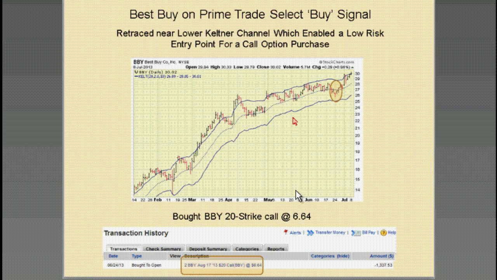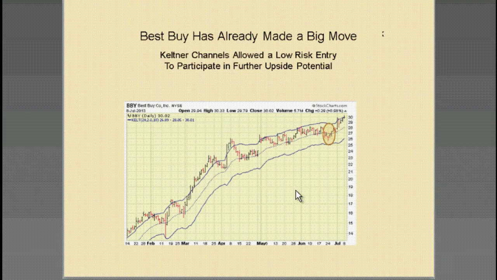The other thing I want to mention is we want to get the stock when it's oversold, but we still have to check our trend indicator, the 50 and 100-day EMA. And, of course, we're only going to look at these retracements on stocks that are still on a buy signal. If a stock goes on a sell signal, then, of course, we're not going to take a long position. So we use these Keltner channels only on stocks that are still on a buy signal. Again, Best Buy had already had a big move, and the Keltner channels allowed me to jump in on this stock when it was oversold and participate in further upside. With it trading around 39 now, it's had a really big move since this entry right here.